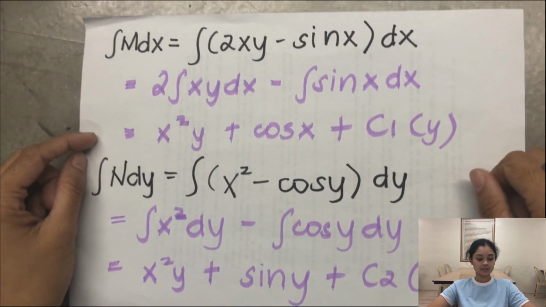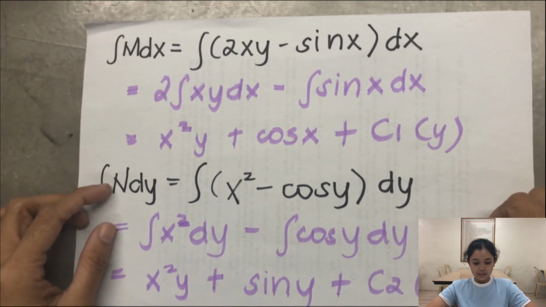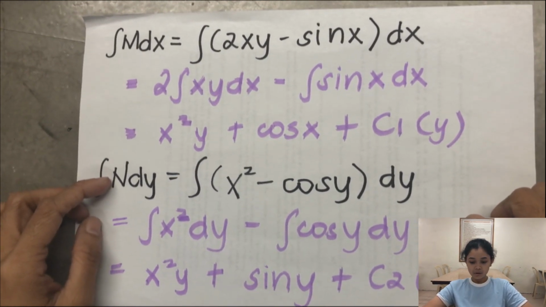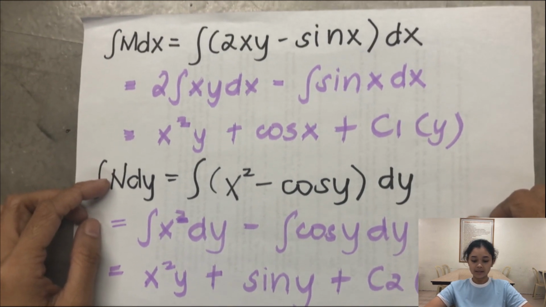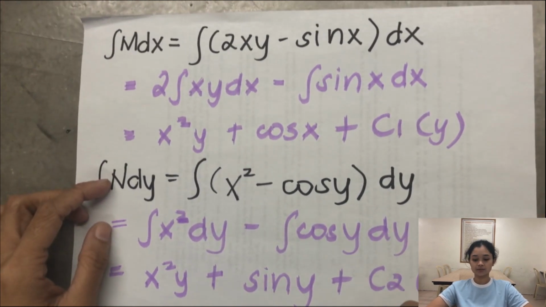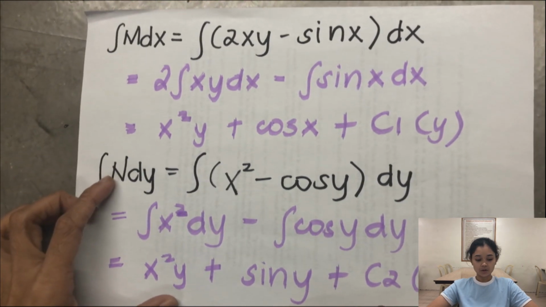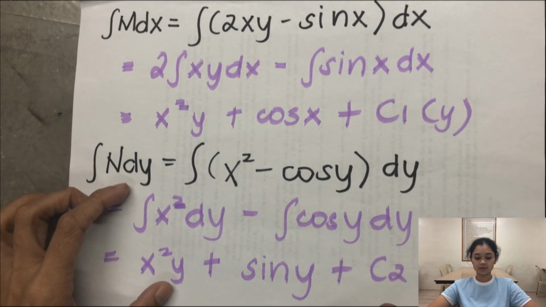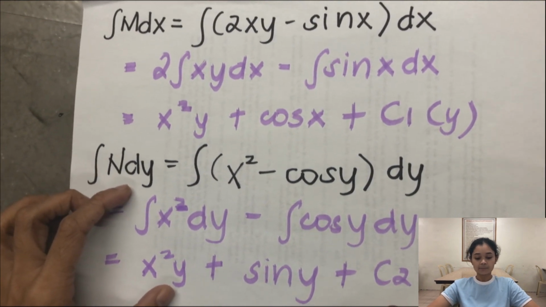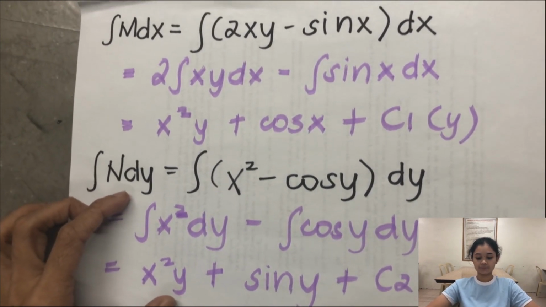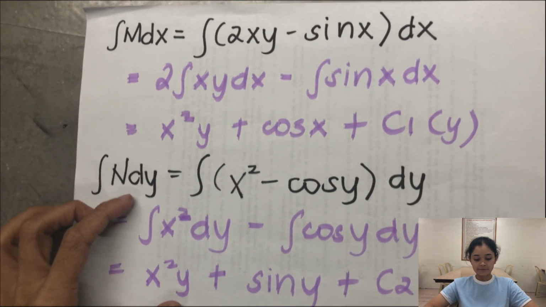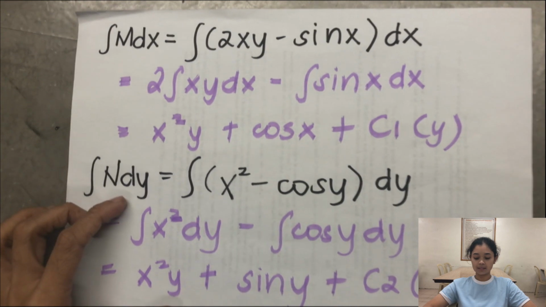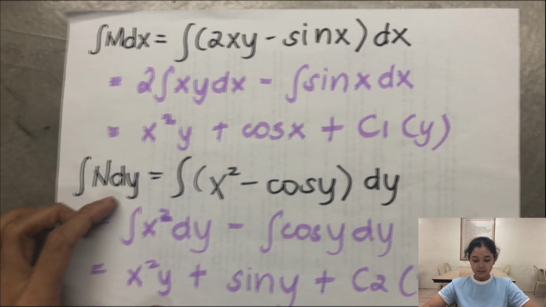Plugging into the second equation, we obtain the partial derivative of u with respect to y: x² + φ'(y) equals x² − cos y. So x² plus the derivative of φ(y) is equal to x² − cos y. Therefore, φ'(y) is equal to negative cos y. Hence, φ(y) is the integral of negative cos y dy, which equals negative sin y.